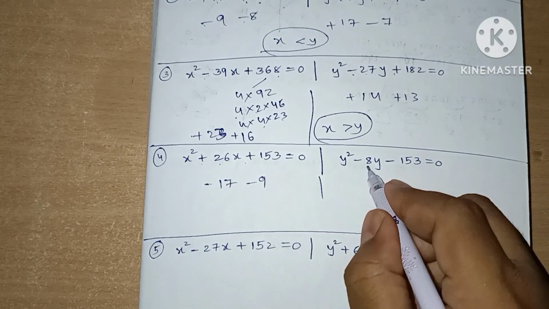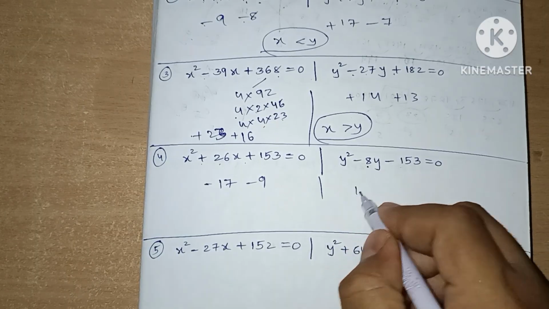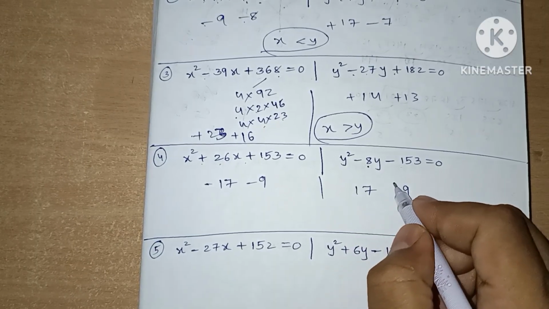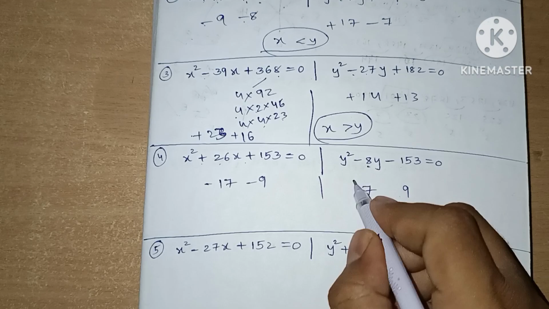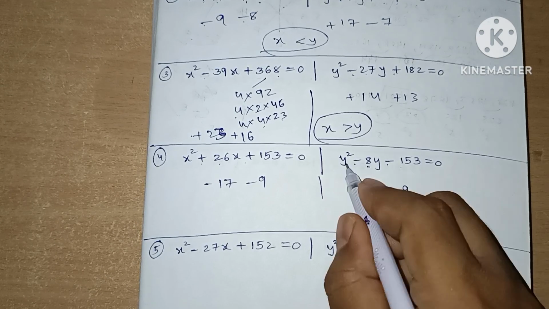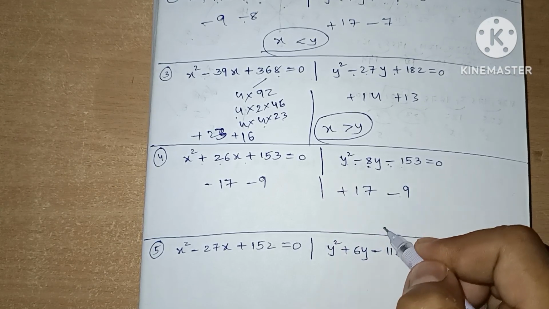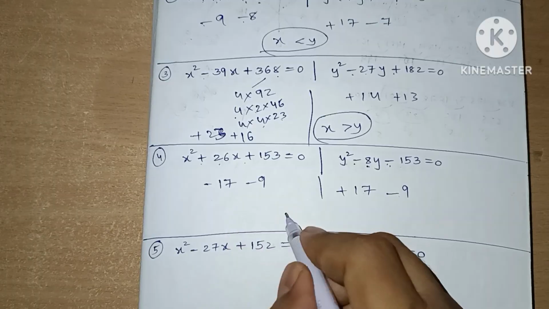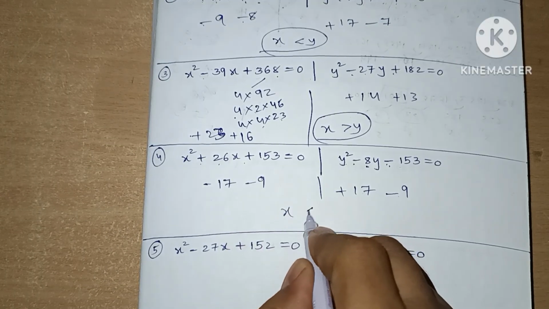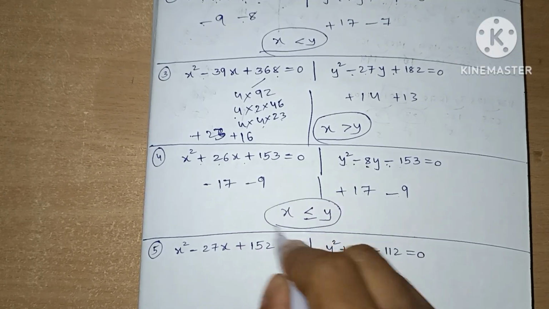Here 153. We got 8, which means 17 nines. Subtracting these two, we get 8. Minus and plus, minus and minus means plus and minus. So by comparing these two, it is clear that x is lesser than or equal to y.